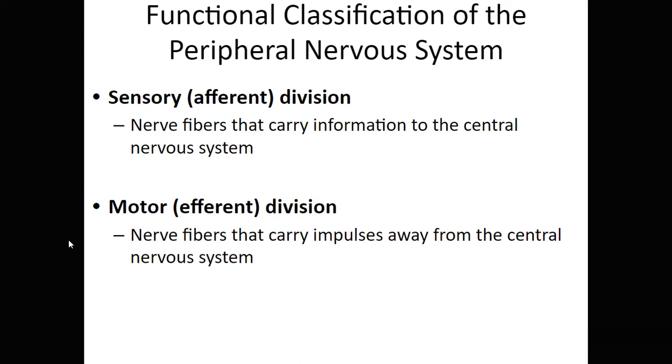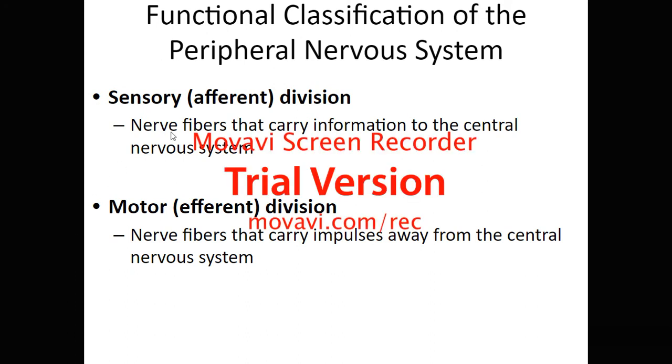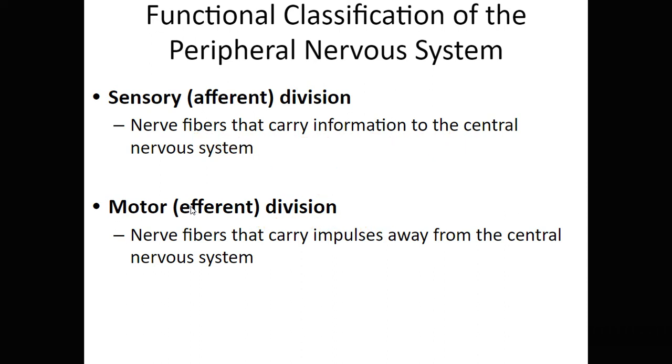All right, so remember, sensory is always going to be afferent, and that's carrying information to the central nervous system. And the motor is always the efferent, the nerve fibers that carry impulses away from the central nervous system, and it's going to be toward a muscle or gland. Okay, that's the efferent.